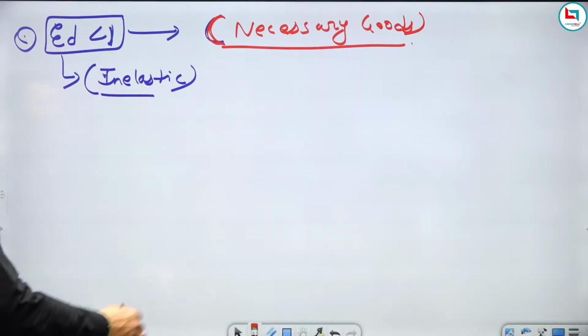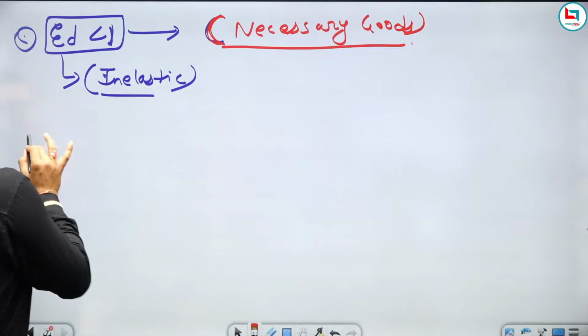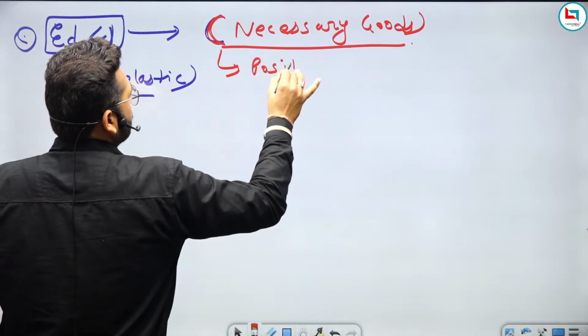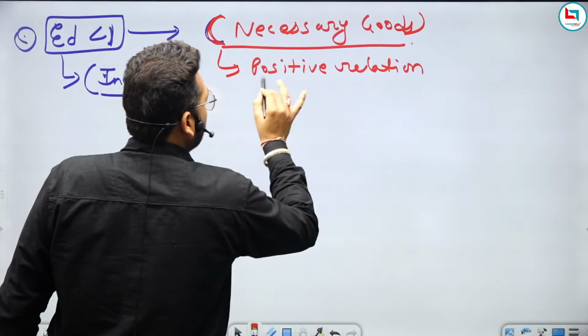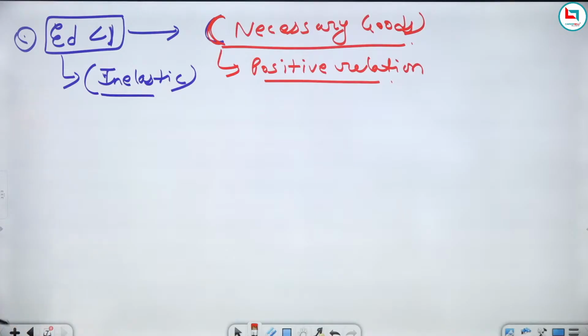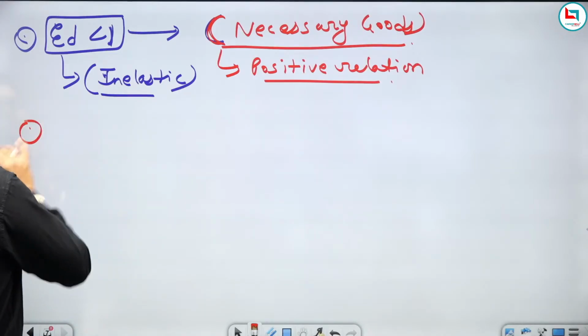So this situation comes in necessary goods. The relation is also positive. It means if your income rises, the demand of necessary goods also rises, but not that much. And the last one is what?